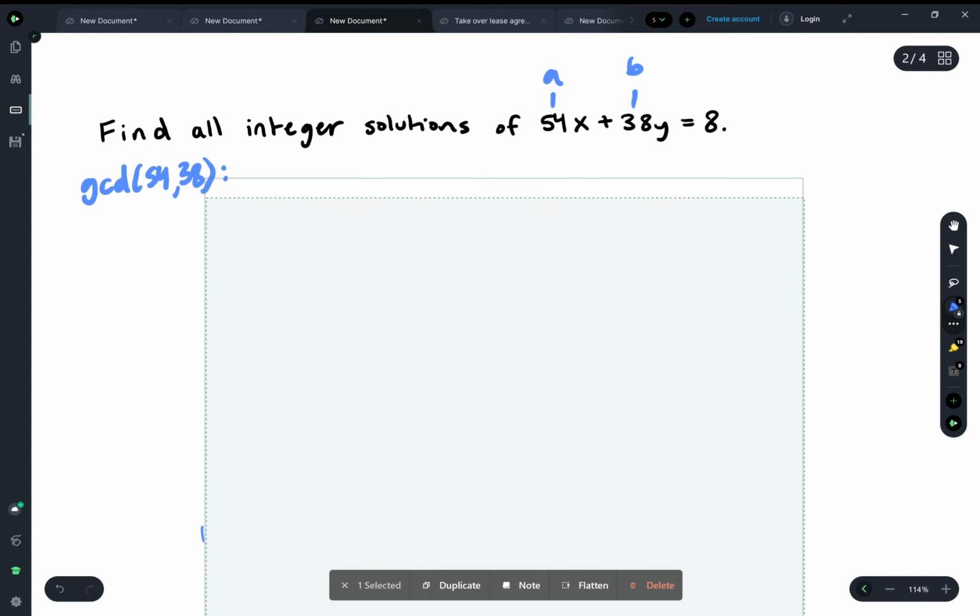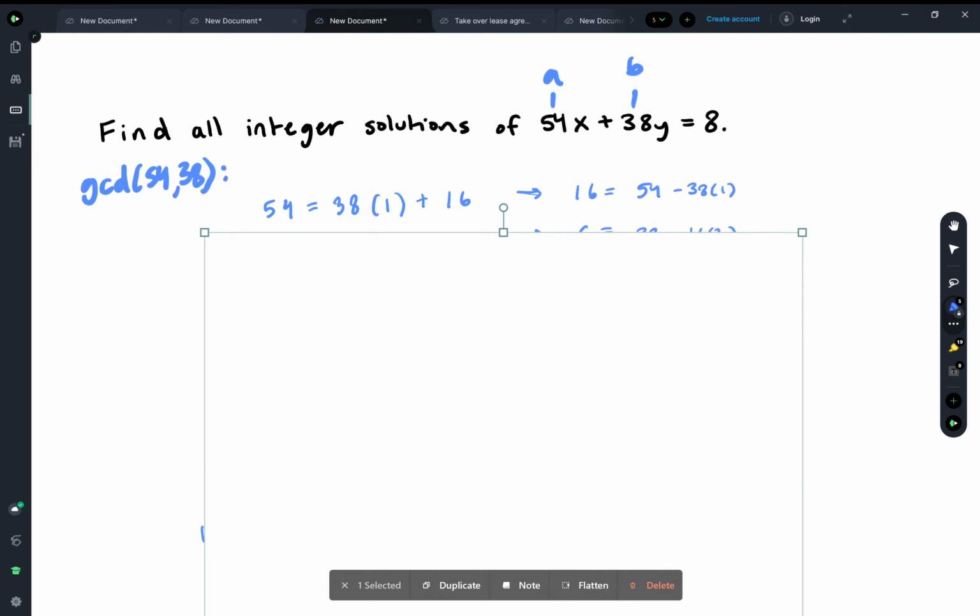It's pretty straightforward. First off, you start with your bigger number, 54, and you write it in terms of 38. So we have 54 equals 38 times 1 plus 16, and we have this remainder of 16. We also want to flip it around and write 16 equals 54 minus 38 times 1. You want to make sure you also write this part, because this will come in handy later in the problem.